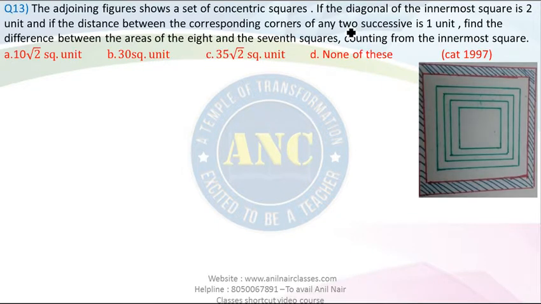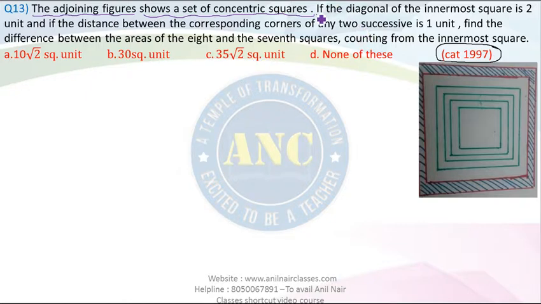Now see this question, sir. A very good question which was asked in the year 1997 in an examination called CAT. CAT is considered one of the toughest exams. Let us understand that particular question right now and make it very simple. The question says, the adjoining figure shows a set of concentric squares.